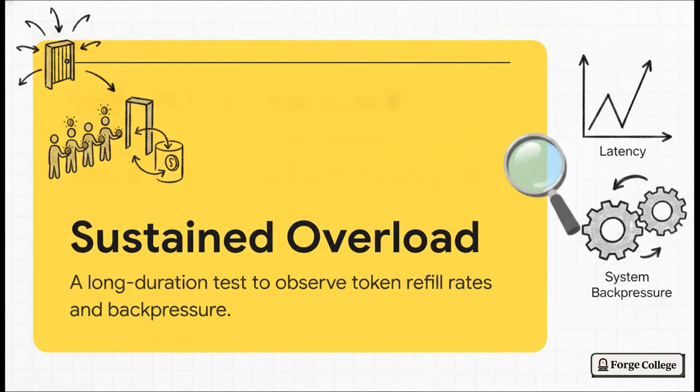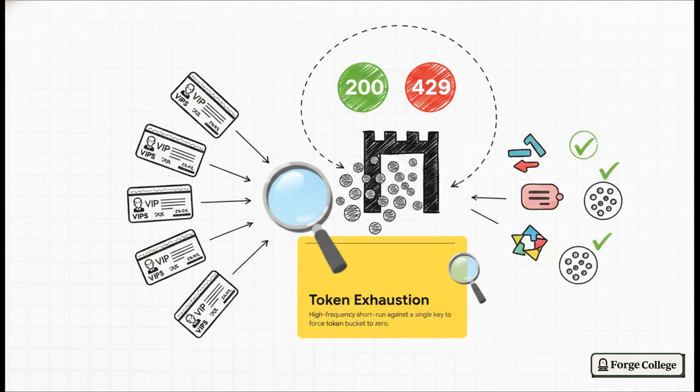Next up is the sustained overload. This checks how your gateway handles a steady, heavy crowd over a longer period of time. We're talking maybe 50 concurrent connections firing 2,000 requests over a full 60 seconds. For this one, we aren't just looking for those 429 errors. We're actively watching token refill rates. Your latency might creep up as the queues fill, but it should ultimately stabilize if your system's back pressure is actually doing its job. And finally, we have token exhaustion.